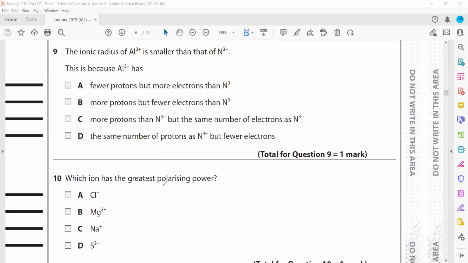Which ion has the greatest polarizing power? Polarizing power is the tendency of a positive ion to attract the electrons of a negative ion. So A and D cannot be the answer because they are negative ions and are polarized by a positive ion. We are left with B and C. For higher polarizing power of a positive ion, its charge should be more and its size should be small. So B is the right answer.